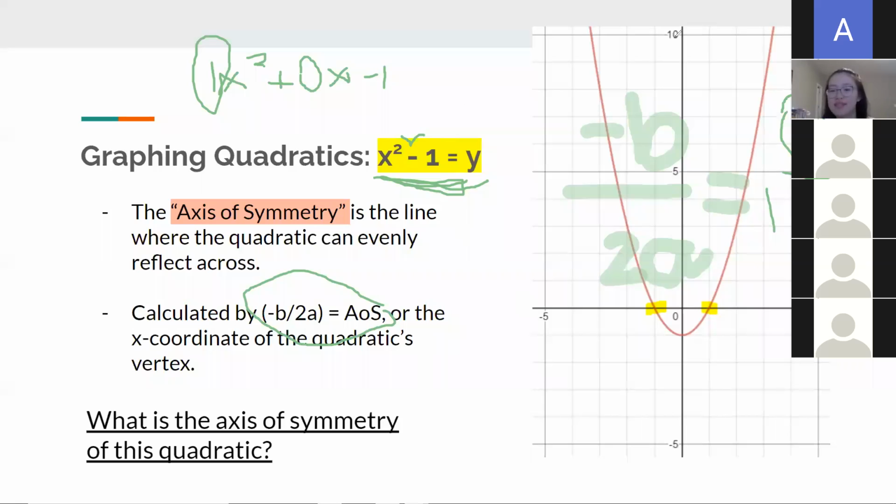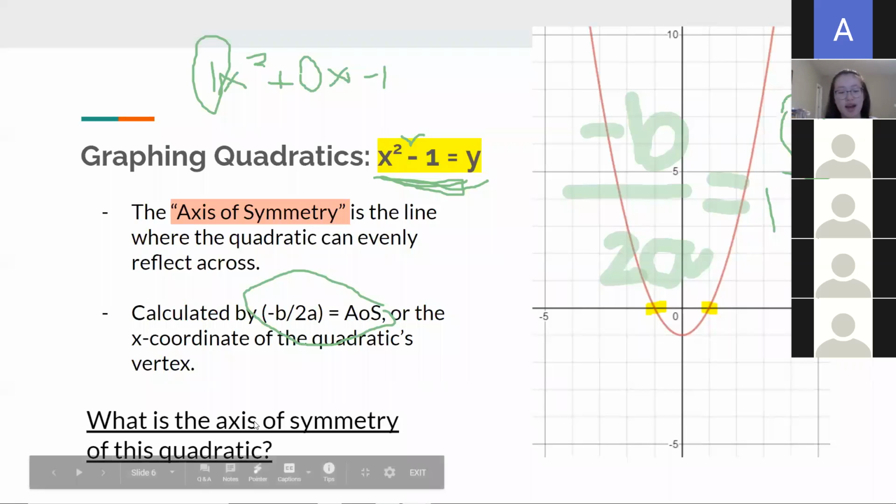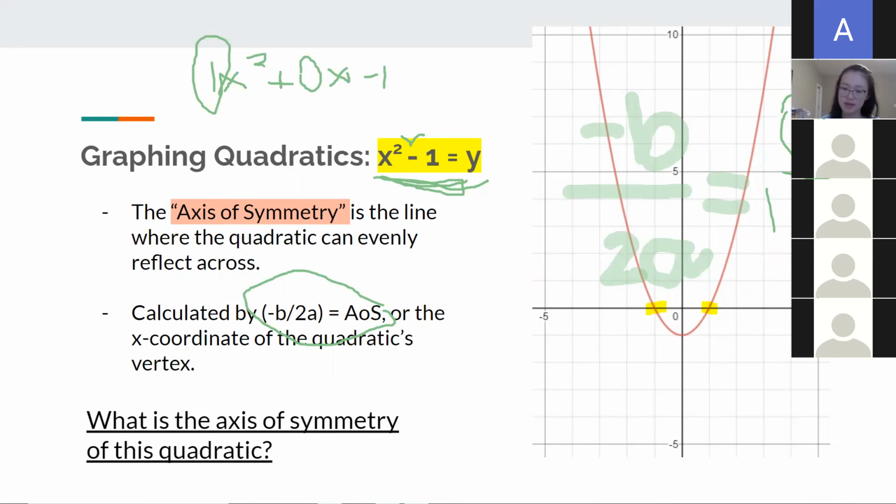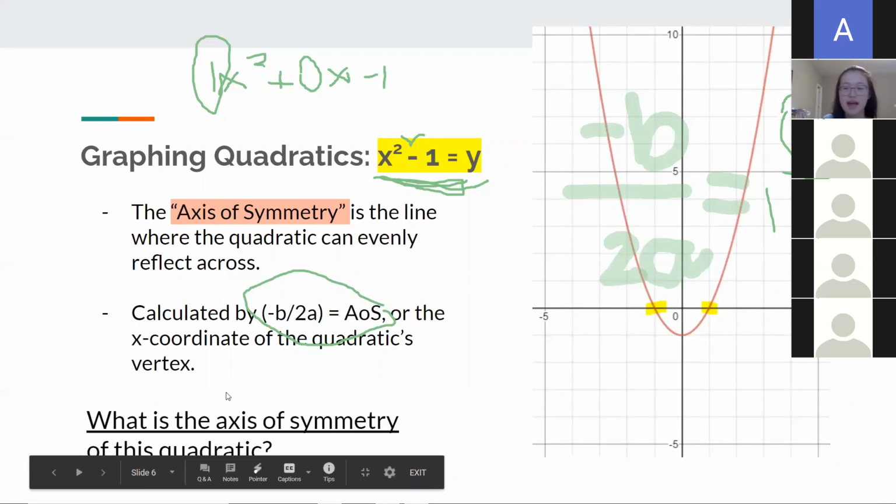But usually it's not so nice, because it's possible to have axes of symmetry that are outside of x equals 0. Did everything I just said there make sense?